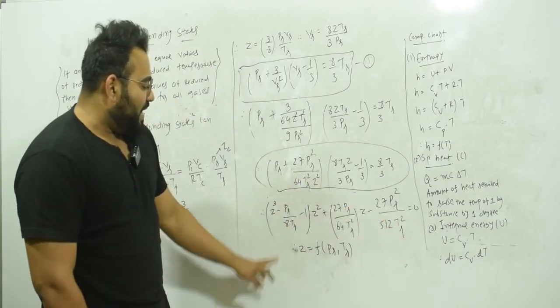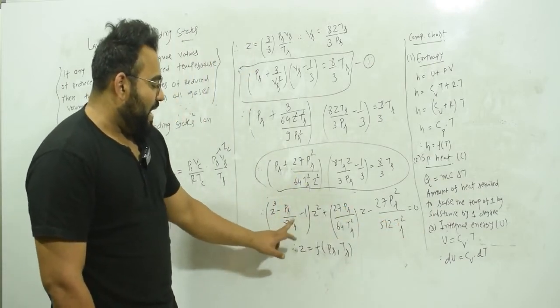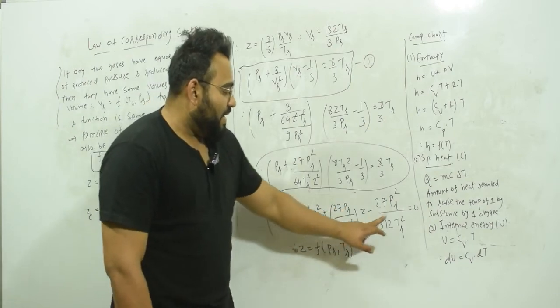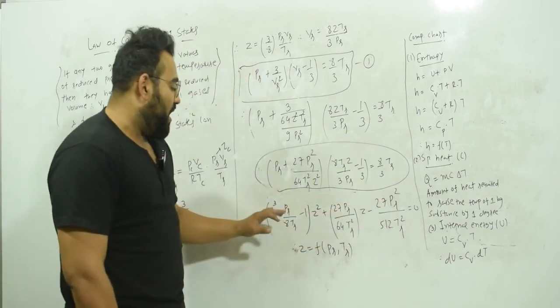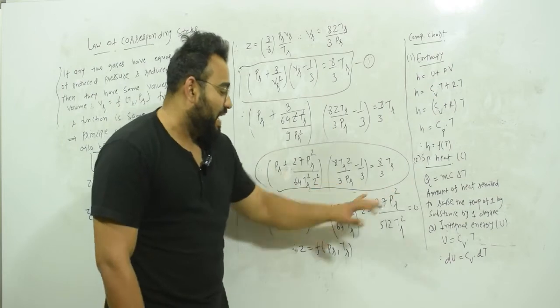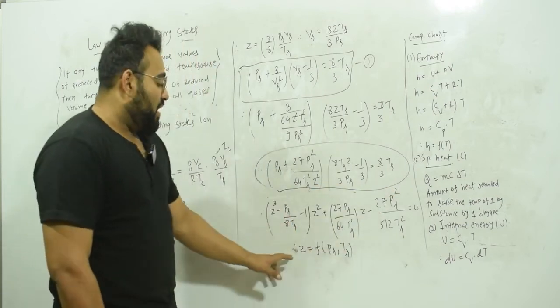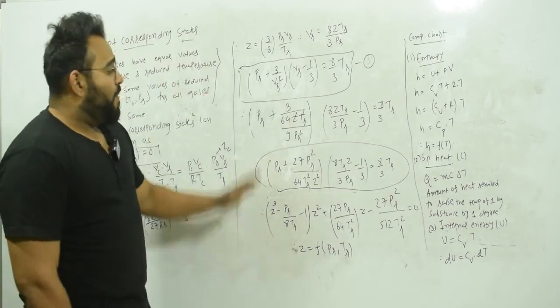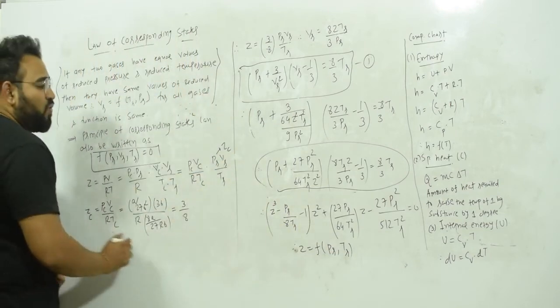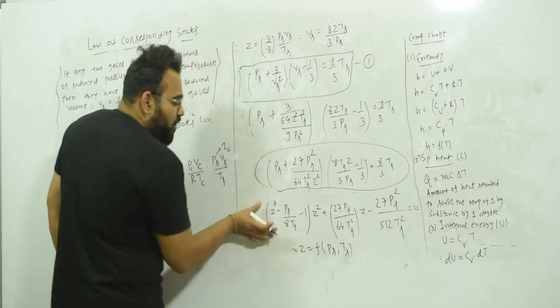So here you can see Z, PR, TR, PR, TR. All are in the form of Z, PR and TR. That's why they have written Z is equal to a function of PR, TR. So this is also another form of the law of corresponding states. But according to me, you just have to derive the equation up to here. No need to go for this.